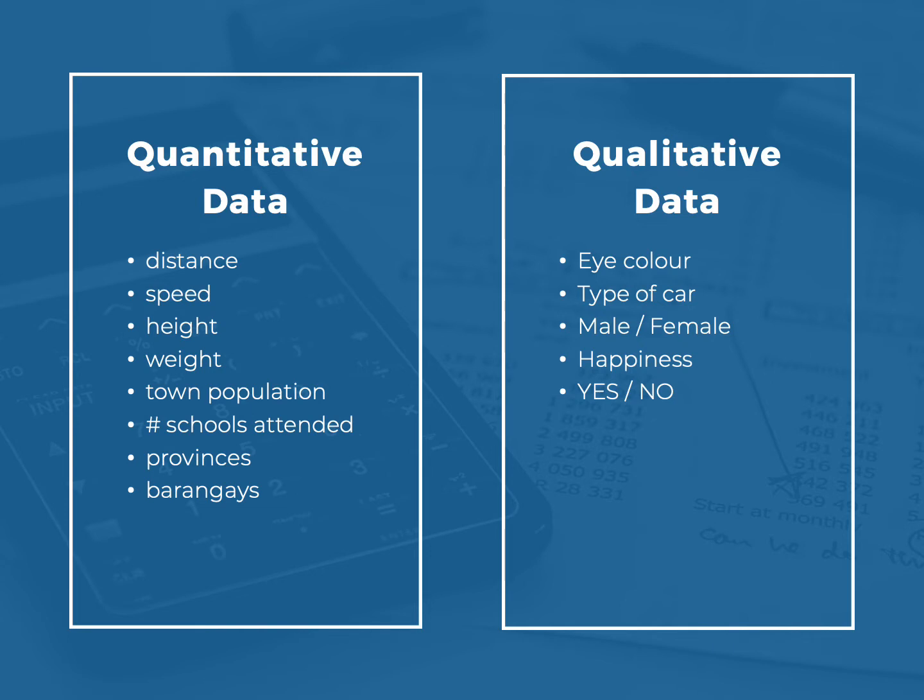Some examples of quantitative data include distance, speed, height, length, and weight, while qualitative data include examples like someone's eye color or the type of car that people drive. In surveys, it's often used to categorize yes or no answers.